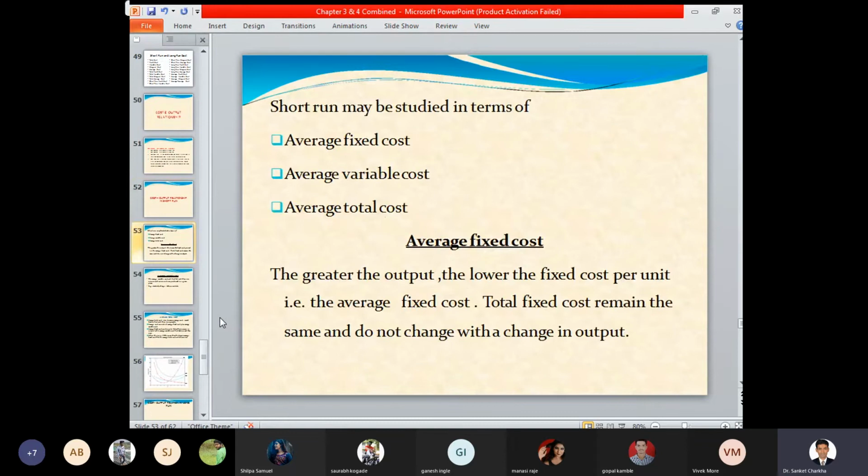Now moving towards the first concept, that is cost and output relationship in the short run. Short run may be studied in terms of average fixed cost, average variable cost, and average total cost. Whenever we deal with short run cost, these are the three types of cost which every organization has to deal with. The major components are the fixed cost, variable cost, and the total cost associated with a certain product or commodity.